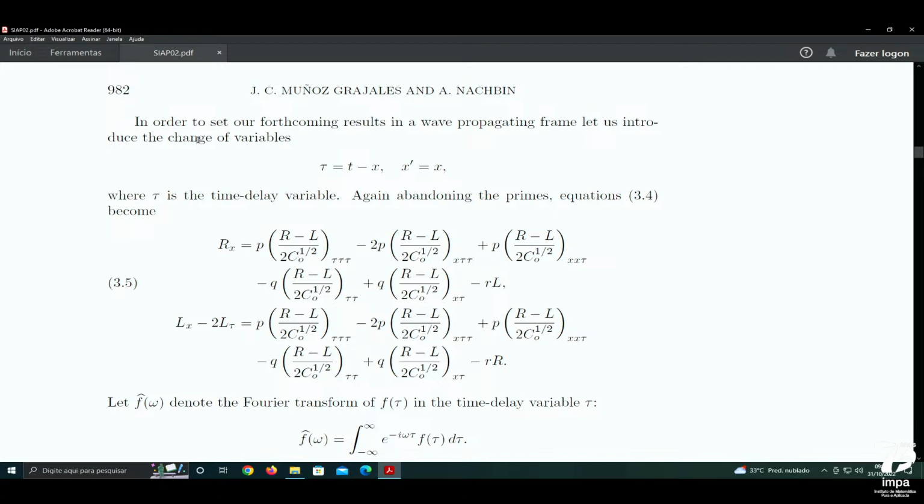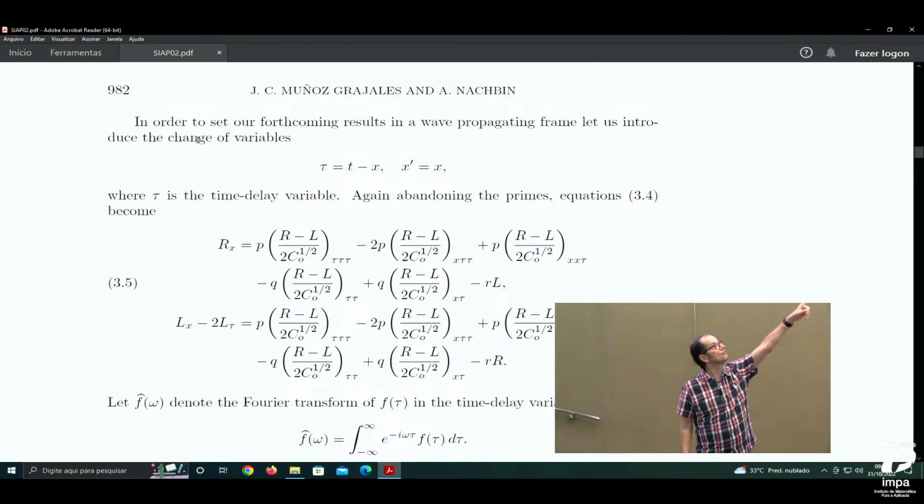They use that variable tau that you see up there, which is called the delay variable. Why is it called the delay variable? Because t is just a regular time, so let's call it the clock time. X is the travel time. So if t minus x is non-zero, it means that there's a delay between the clock time and the time that the wave arrived. But mathematically, it makes life simple if you write in terms of tau.